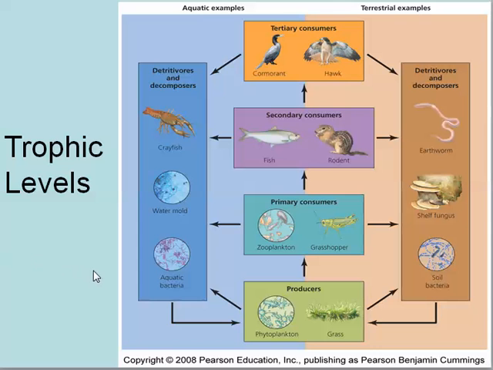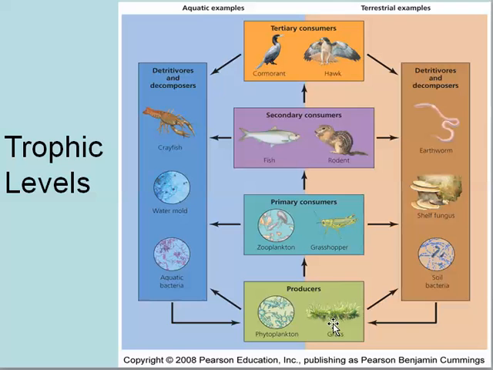Now let's take a look at some of the interactions between organisms that live in an ecosystem. The most obvious way that organisms interact in an ecosystem is by eating one another. Who eats whom? I'm sure you remember from when you were younger in school the concept of trophic levels, or food webs and food chains. This diagram shows an example of a food chain in an aquatic environment, and on the other side an example of a terrestrial food chain.